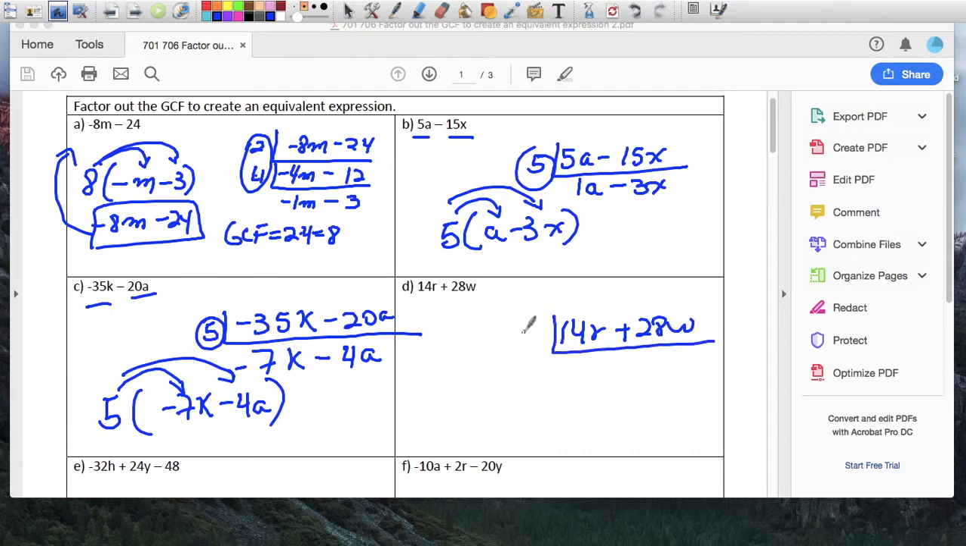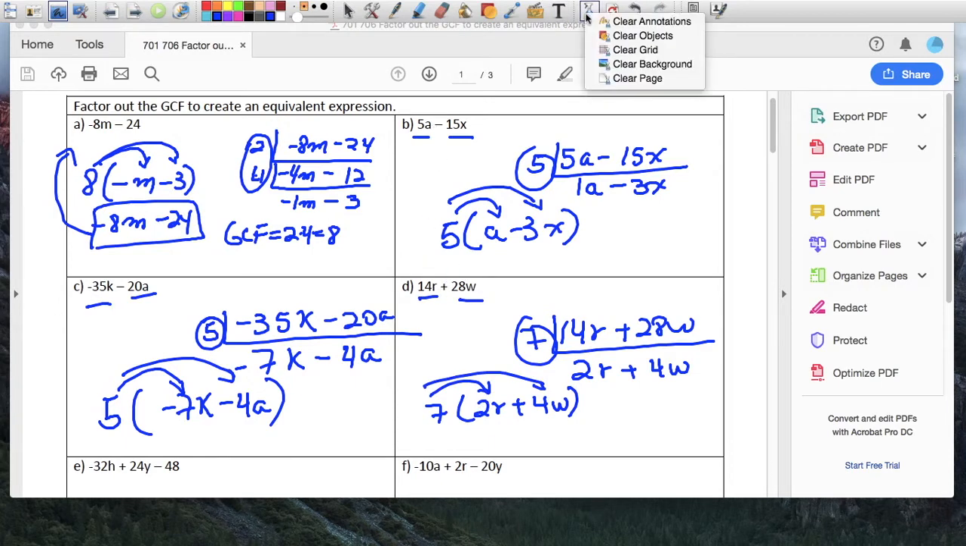14r plus 28w. Let's pull out a 7. 7 goes into 14 2 times, plus 7 goes into 28 4 times. GCF is 7, so it'd be 7 times 2r plus 4w. Okay, and you can, again, always double check by applying the distributive property and see if you get these two terms.